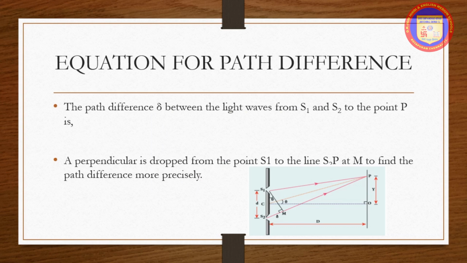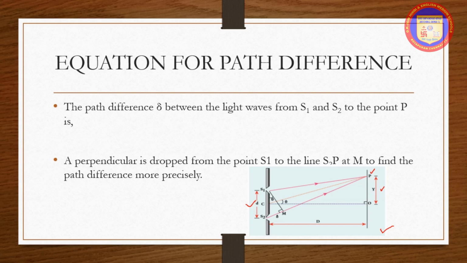So the experimental setup is shown here. You can see the diagram. S1 and S2 are the slits, separated by a small distance d. With a light source of wavelength lambda, a screen is placed parallel to the double slit at a distance D from it. The midpoint of S1 and S2 is C, and the midpoint of the screen, O, is equidistant from S1 and S2. Let P be a point at a distance y from O.